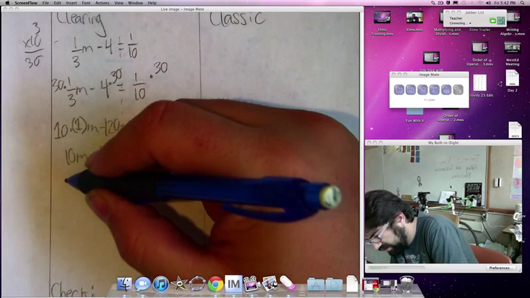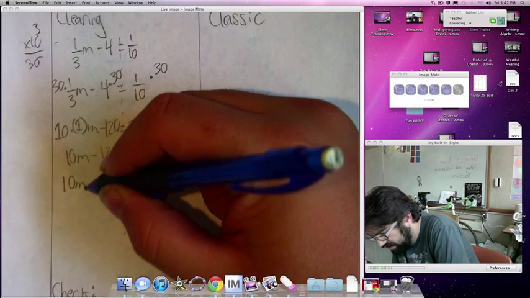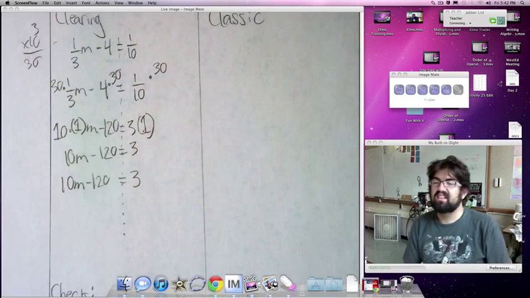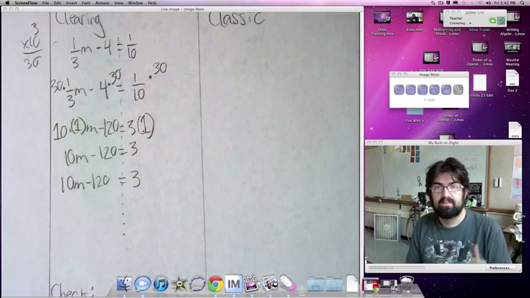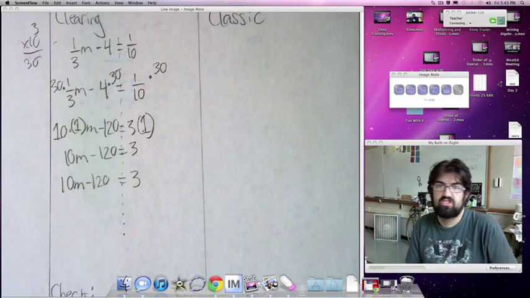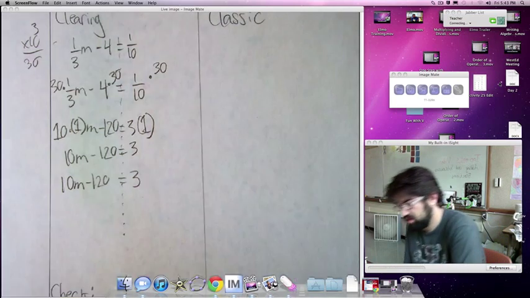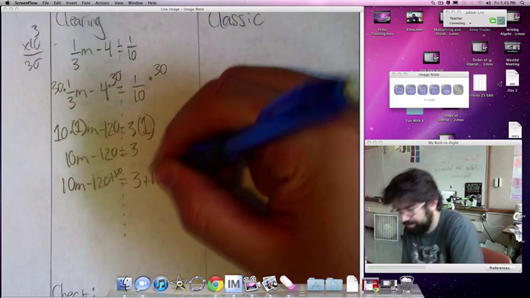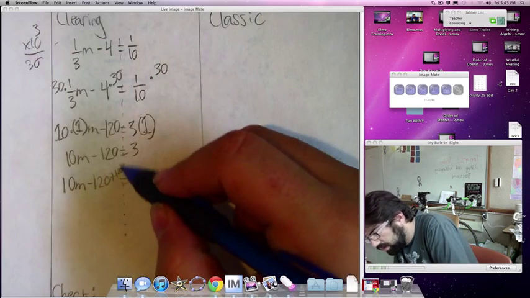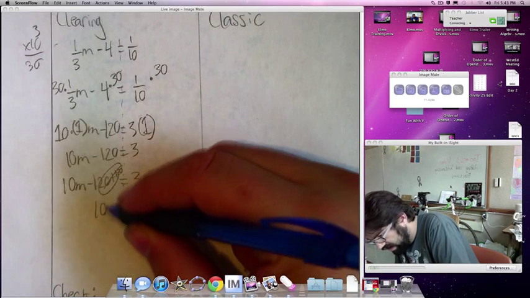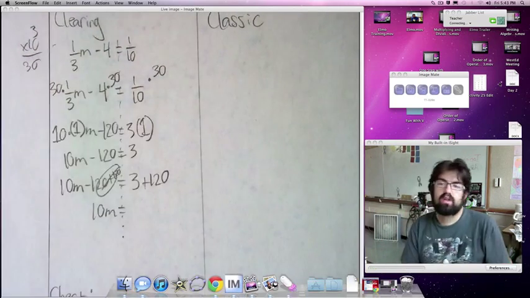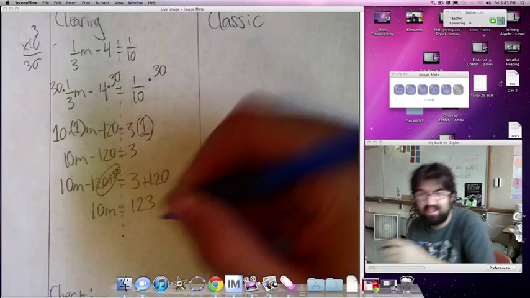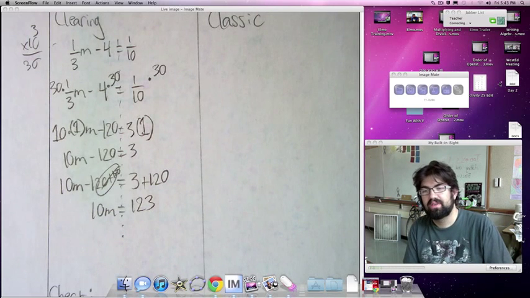I'm going to rewrite because I've done a pretty major step, so I don't want to lose any of my work. 10m minus 120 equal to 3. Technically, it's negative 120, and the opposite of negative 120 is just 120 positive. So I'm going to plus 120 plus 120. Okay? This is 0. 10m. 3 plus 0 is 3. 1, 2, 3. 120. 123.